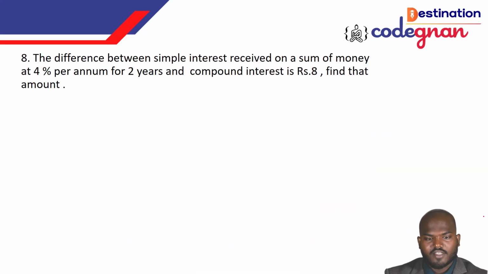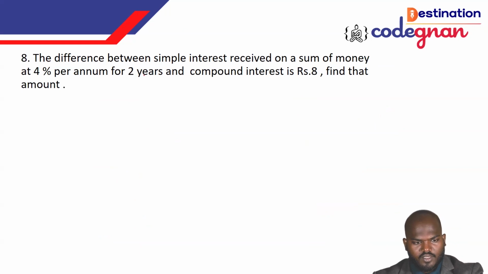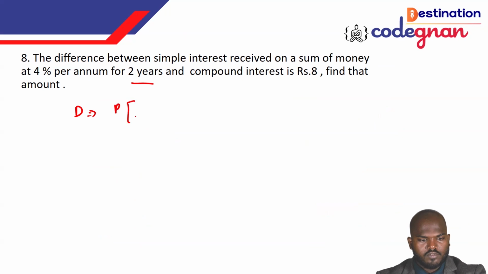So the difference between the simple interest received on a sum of money at 4% per annum for 2 years, and the compound interest is 8. So find the amount. Again, they are asking for the principal only. Here it's 2 years only, so I can apply the formula: the difference equals P times (R by 100) whole square.